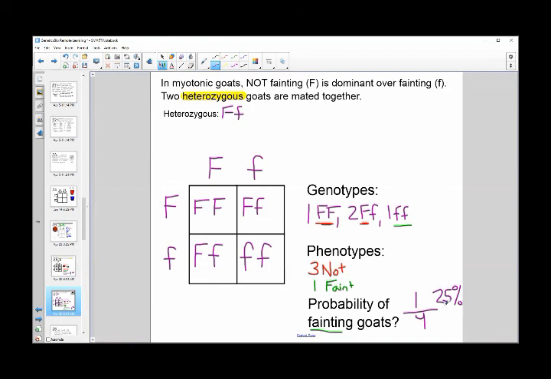So if I were to cross these two goats together, I have a 25% chance of getting a fainting goat. So that's how you do a basic Punnett square.